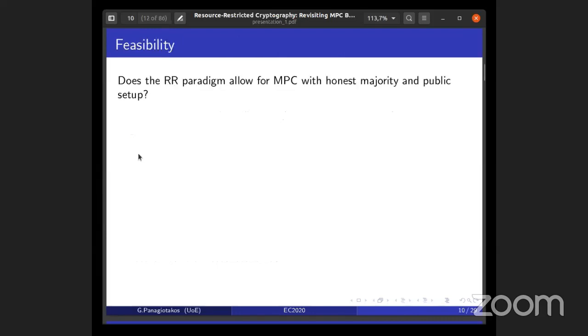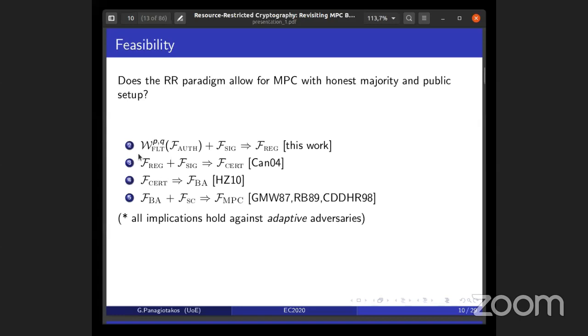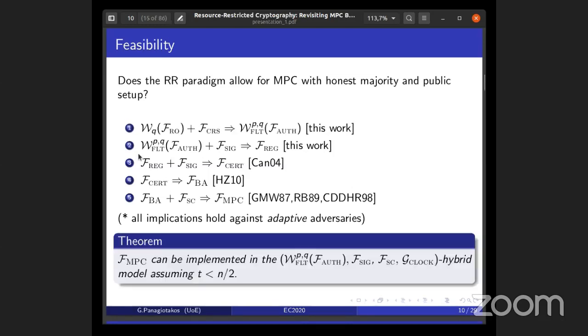And then after explaining why the broadcast impossibility doesn't work, we deal with MPC feasibility in this setting, where we have honest majority and public setup. And first show that if parties have access to a filtered network functionality and signatures, they can implement a registration functionality. And then taking advantage of UC and older works, we saw that we can implement actually the MPC functionality even against adaptive adversaries. Further, it's obvious how to go then to a result which says that we can implement MPC starting from a bounded access random oracle and a CRS setup.